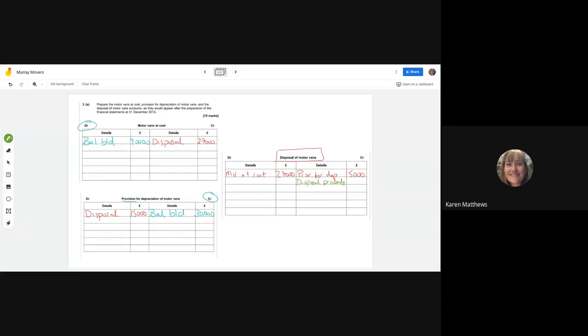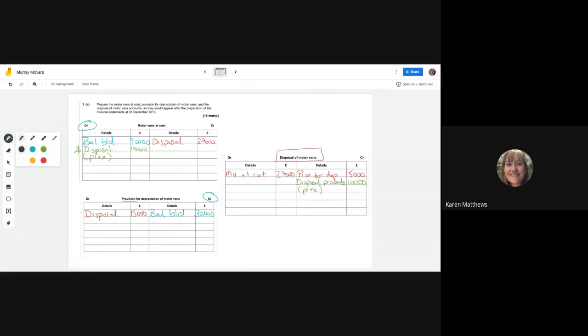Now, if we think about it, the £10,000 also forms part of the cost. So the double entry is going to be to debit motor vans at cost and to credit the disposal account. So we're going to credit the disposal account with £10,000 and we're going to debit motor vans at cost because this is part of the new cost. So disposal account, and this is the PX, £10,000. Okay. So now what we can do is work out the loss on disposal.